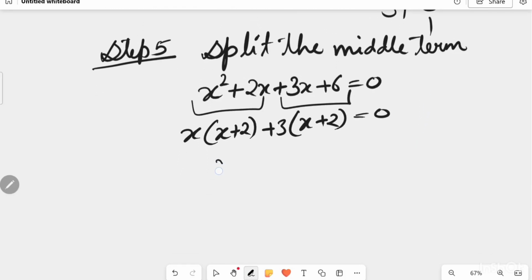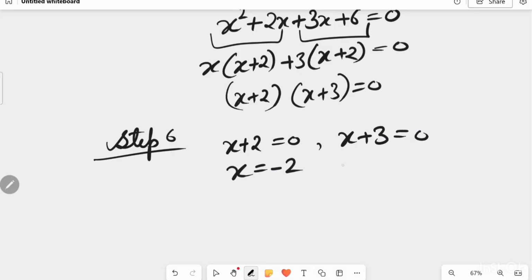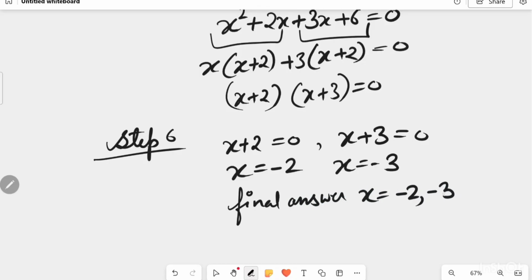Now the common factors will be x plus 2 and x plus 3 equals to 0. Step 6 is solve the factors. X plus 2 equals to 0 and x plus 3 equals to 0. From here we get x equals to minus 2 and from here we get x equals to minus 3. So our final answer is x equals to minus 2 and minus 3.